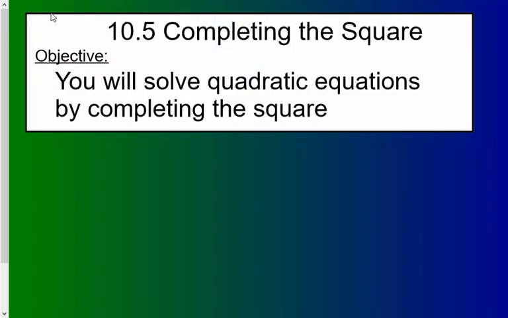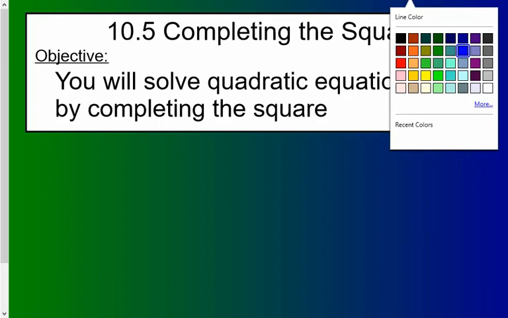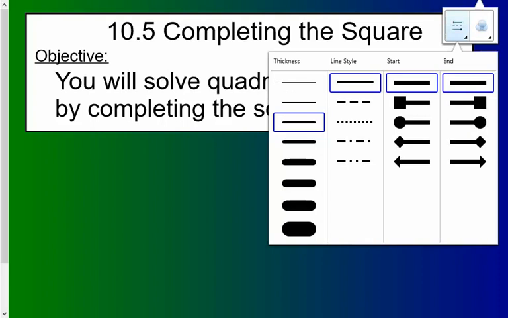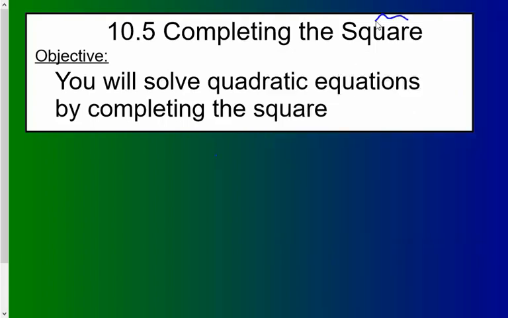Okay, if you have any questions on that, please let me know. We're going to be working on a new process today. It's called completing the square. So it's a new method for solving quadratic equations. And I'm going to first give you when to use this.